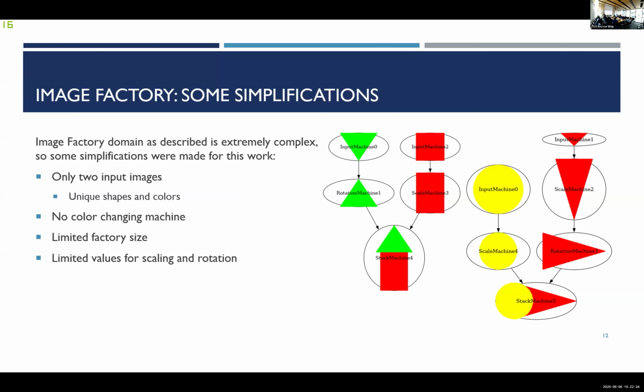So these graphs on the right are example factories. You can see their input machines. They're passed into, this one is a rotation machine, which flips at 180 degrees. This one is a scaling machine, and then they're stacked together. And these stacking machines have XY transforms, which are the relative transform between the top and the bottom. So the goal is for the Soar agent to be able to go from these two input objects and this output object to this in the middle area of how does it get there.